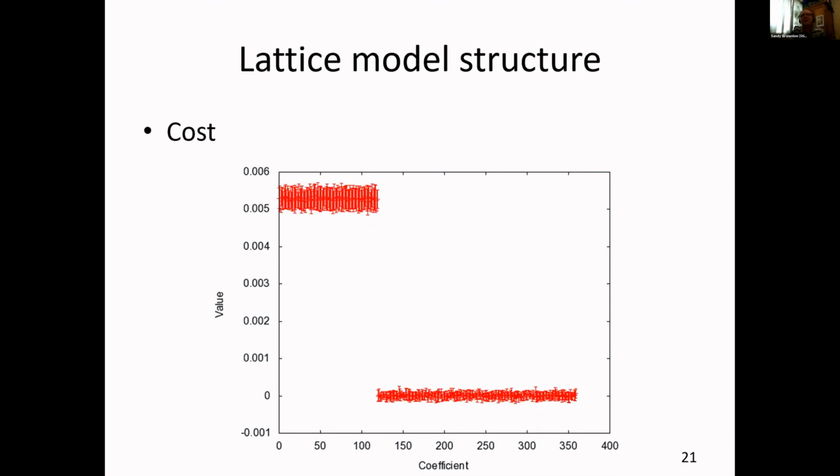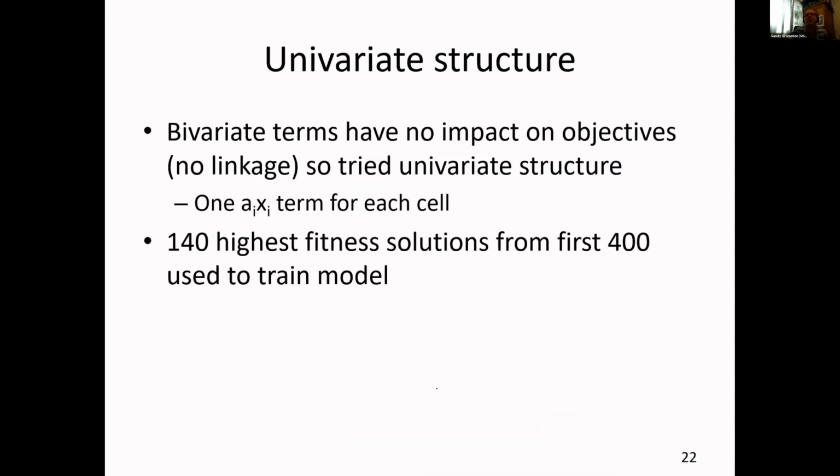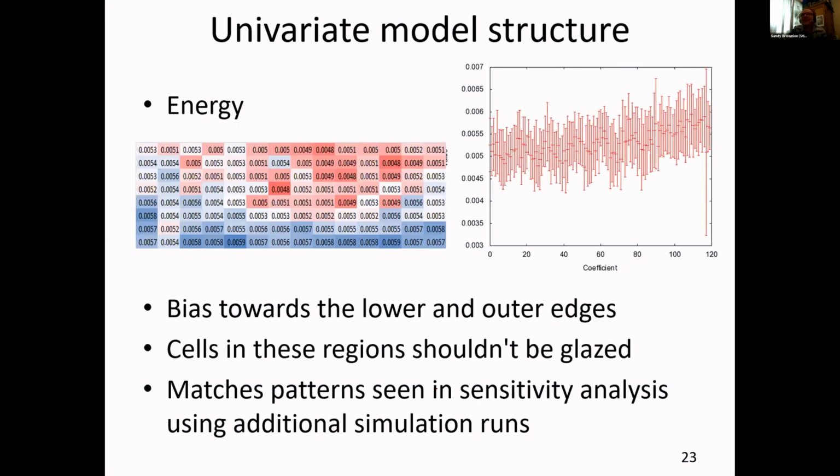And it turns out that these values floating around 0 are the ones for the interactions between the cells. So we found that there don't seem to be any interactions between the cells. So we tried rerunning things using a much simpler model, just looking at the univariate terms, the ones for each variable separately. And we get a slightly nicer picture coming out.